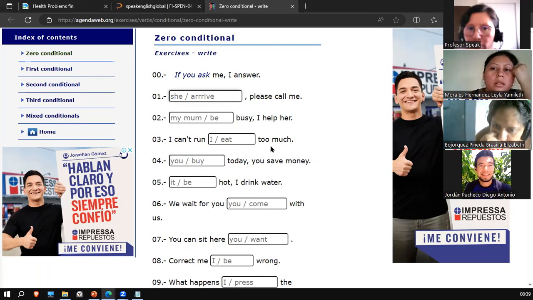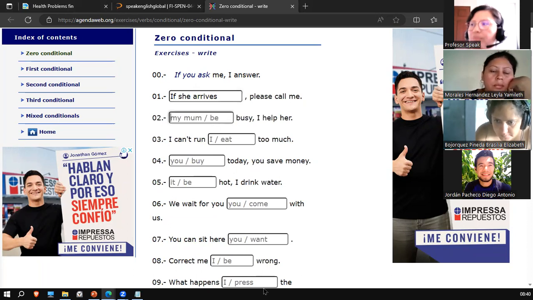Esta es la if clause. Aquí es donde incluimos el if. If she arrives. Muy bien. If she arrives, porque aquí hay que tener mucho cuidado con la tercera persona, ¿verdad? If she arrives, please call me.